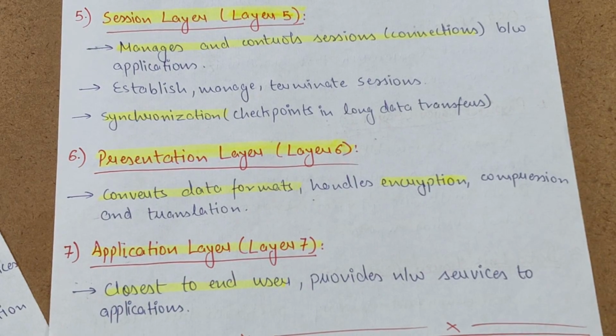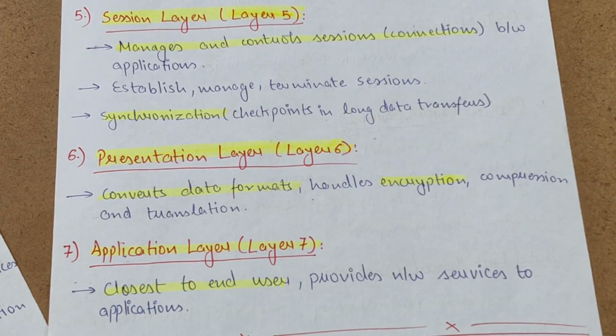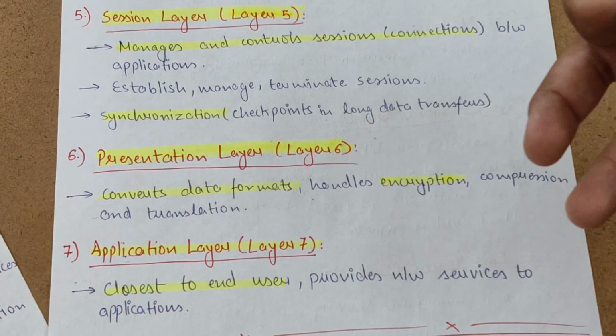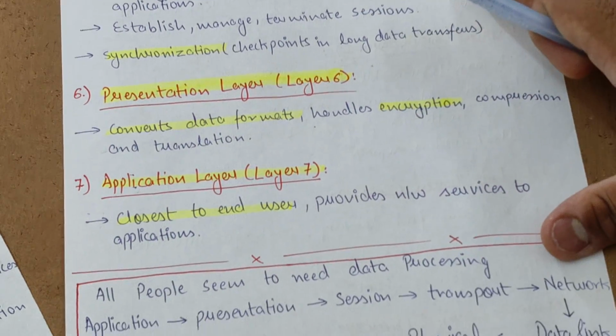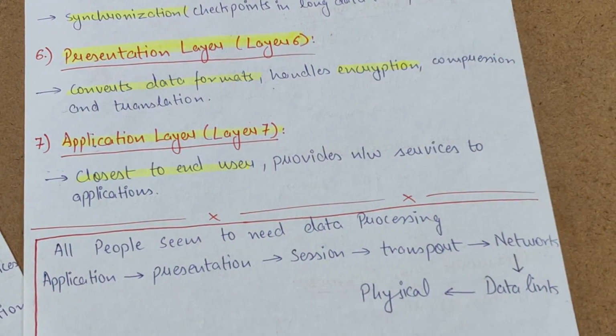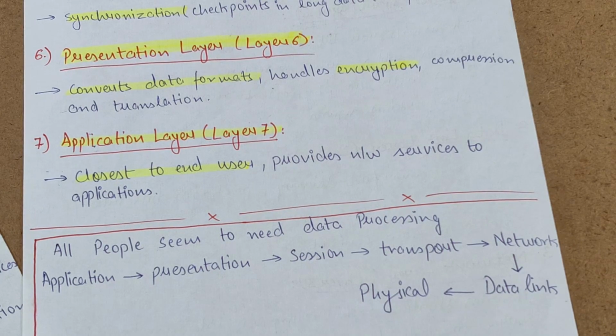So this is what the OSI model is about, and these are the 7 layers that we learn about in the OSI model. So I have a quick trick that will help you remember the 7 different layers we have in the OSI model.